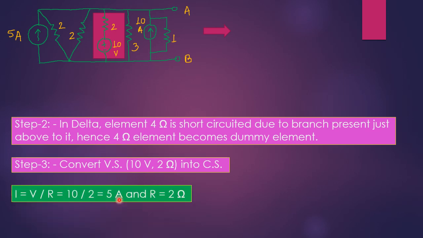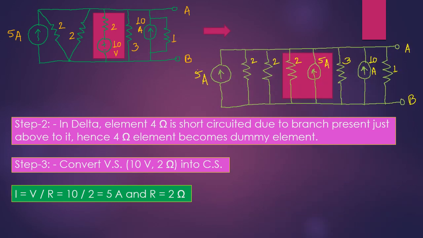What is the equation involved? Current is equal to voltage upon resistance. So voltage is 10, resistance is 2, which gives you 5 ampere. When we find the current source, we have to find the internal resistance. That is the same as the internal resistance of the previous source. In the voltage source, the resistance is 2 ohm, right? So the circuit is this one. This is the conversion of voltage source to current source.